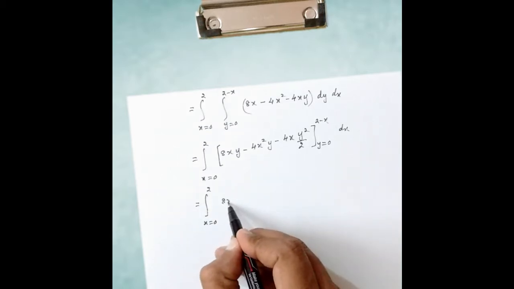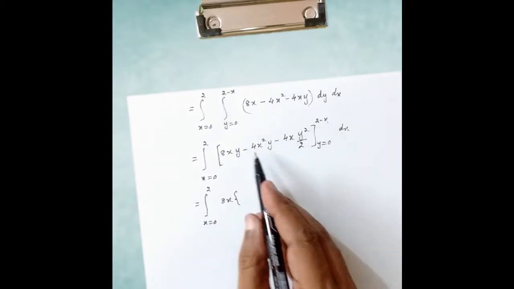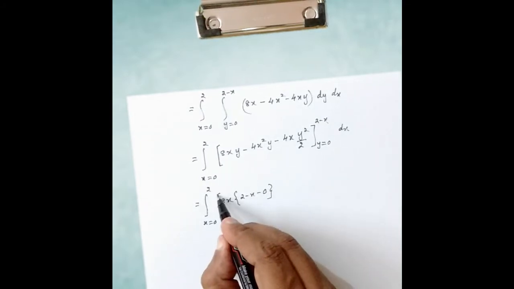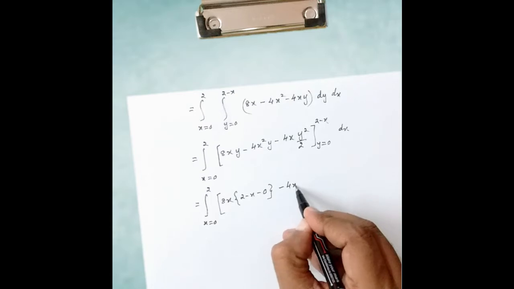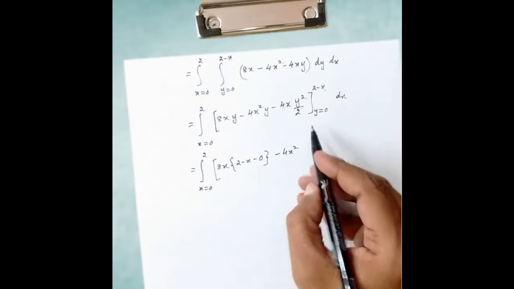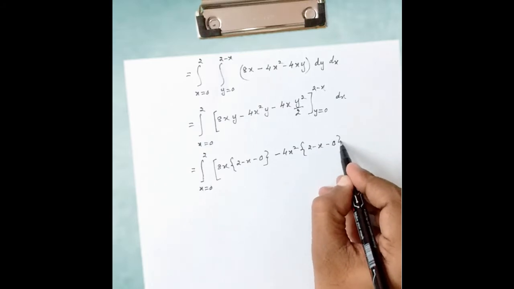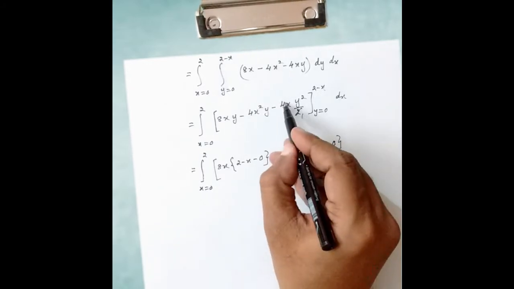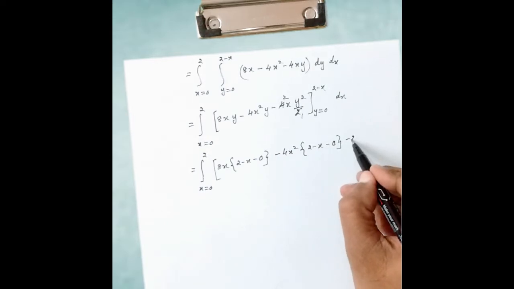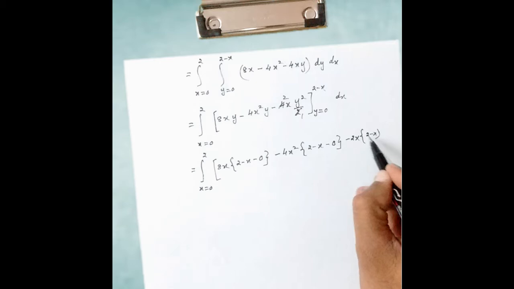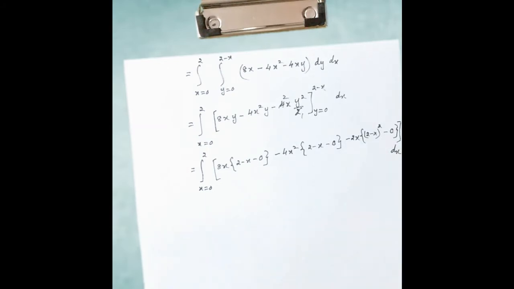You have 8x times of, upper limit value for y is 2 minus of x, lower limit value will be 0, minus of 4x square, upper limit value for y will be 2 minus of x, minus lower limit value will be 0. This is 2 1 times and 2 2 times. So minus of 2x as it is. Upper limit value for x will be 2 minus of x, so 2 minus of x whole square minus lower limit value will be 0 times of dx.